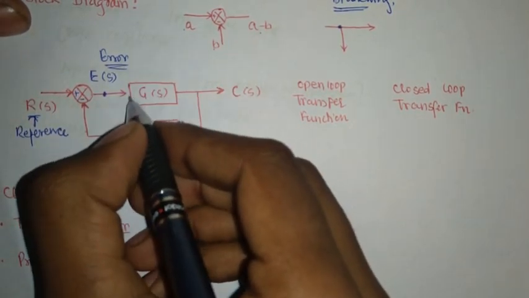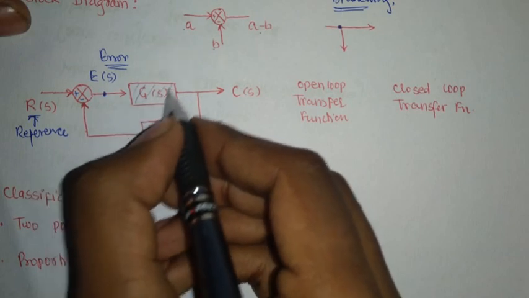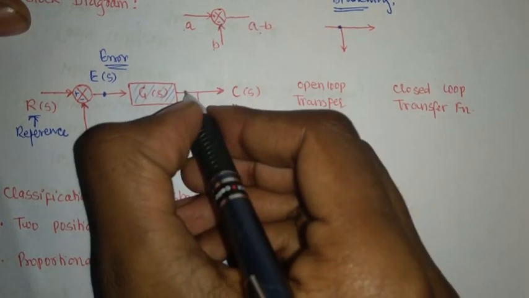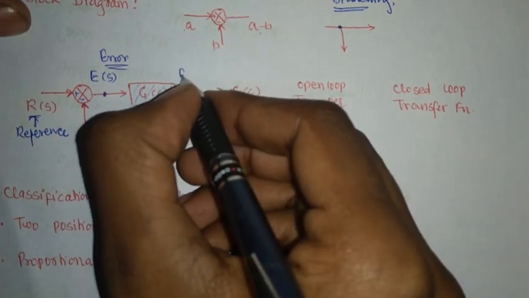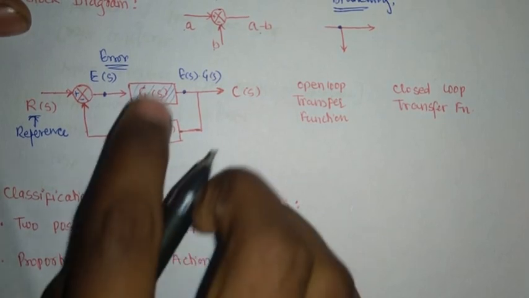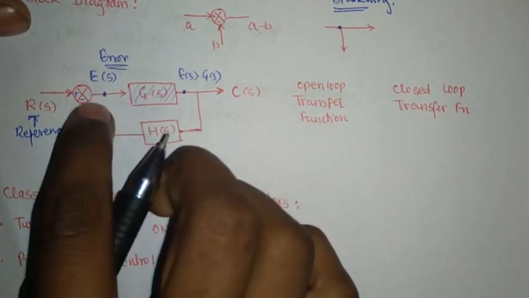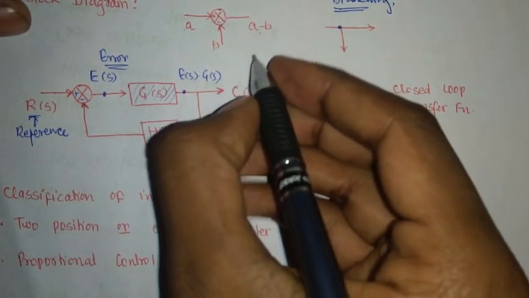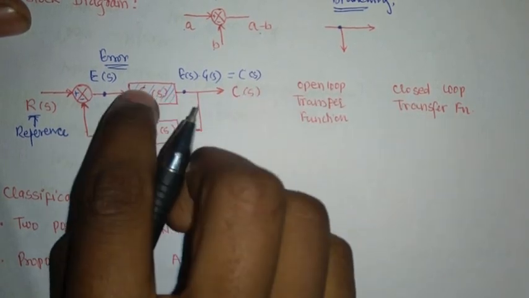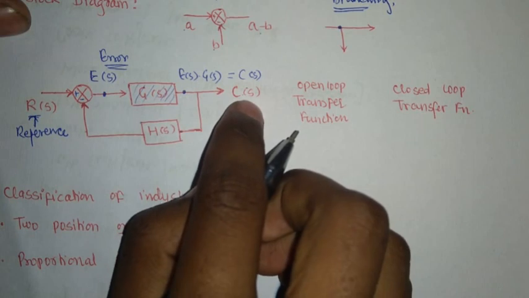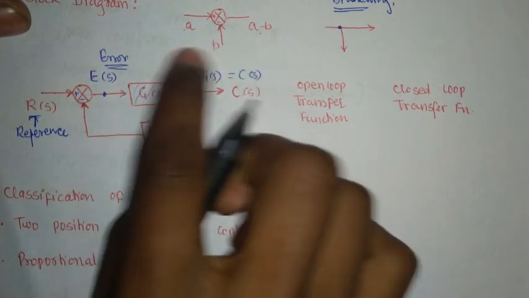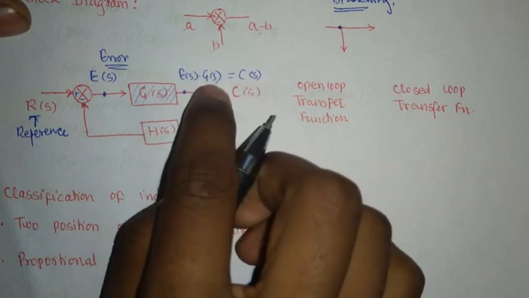Then whatever comes in these blocks, they are basically multipliers. What do I mean by multipliers? Here I will be getting E(s) into G(s). So E(s) will be multiplied by G(s) because it is coming in its direction, and that is equal to C(s), which I have already mentioned here, right? So whatever value is coming out of here is equal to C(s), and that will also be equal to E(s) into G(s). So I can say for this particular system, C(s) is equal to E(s) into G(s).